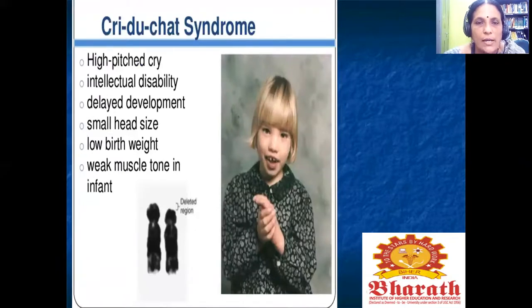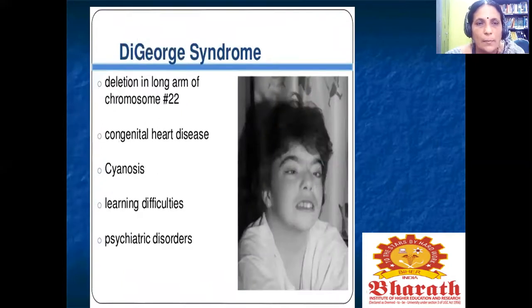You see Cri-du-chat syndrome. Its characteristics are a high-pitched cry, intellectual disability, delayed development, small head size, low birth weight, and weak muscle tone in infants. The next example is DiGeorge syndrome. The deletion occurs in the long arm of chromosome 22. It produces congenital heart disease, cyanosis, learning difficulty, and psychiatric disorders. These are the characteristics associated with DiGeorge syndrome.